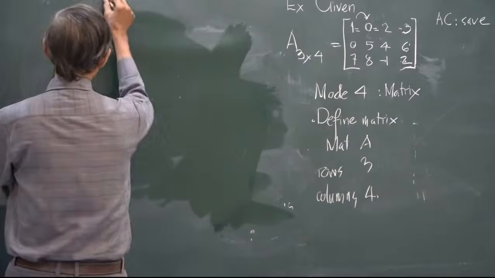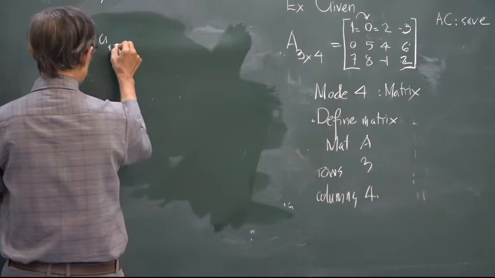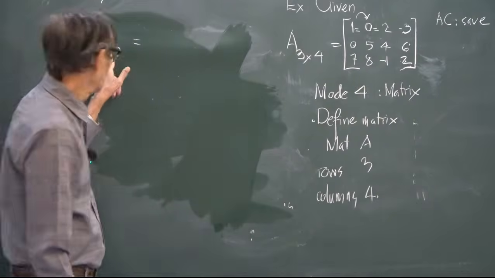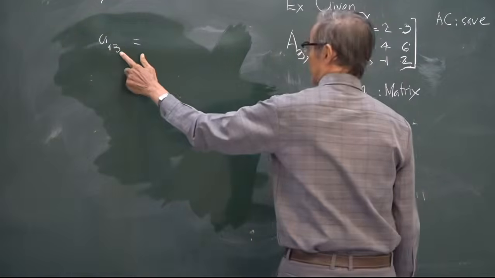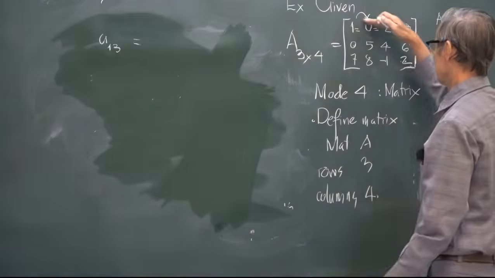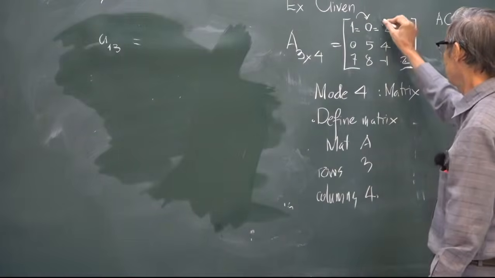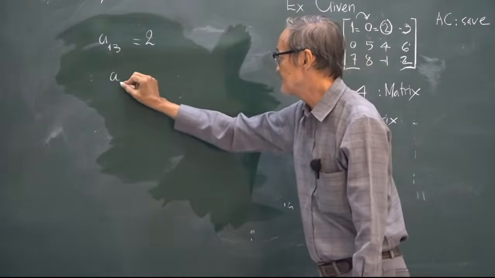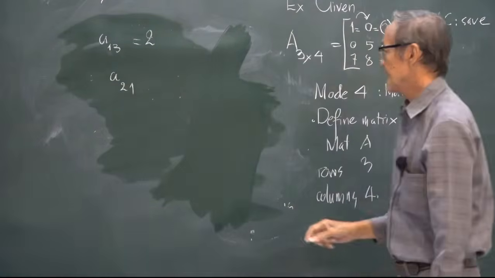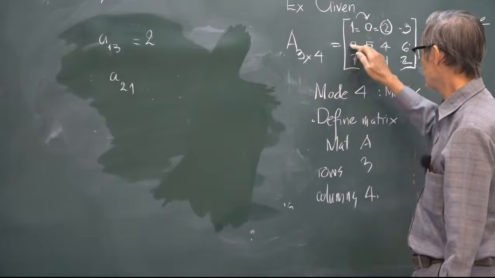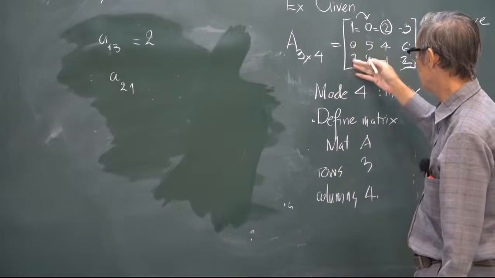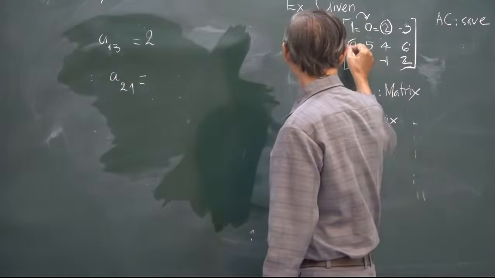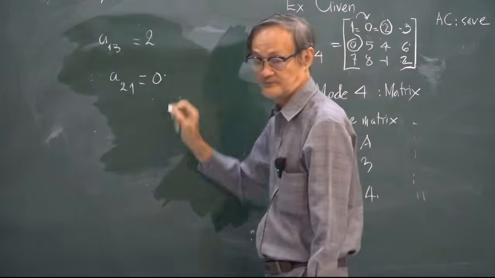Now we have A1,3 for example. Row 1 and column 3 here. A2,1, row 2 and column 1 here. Okay.